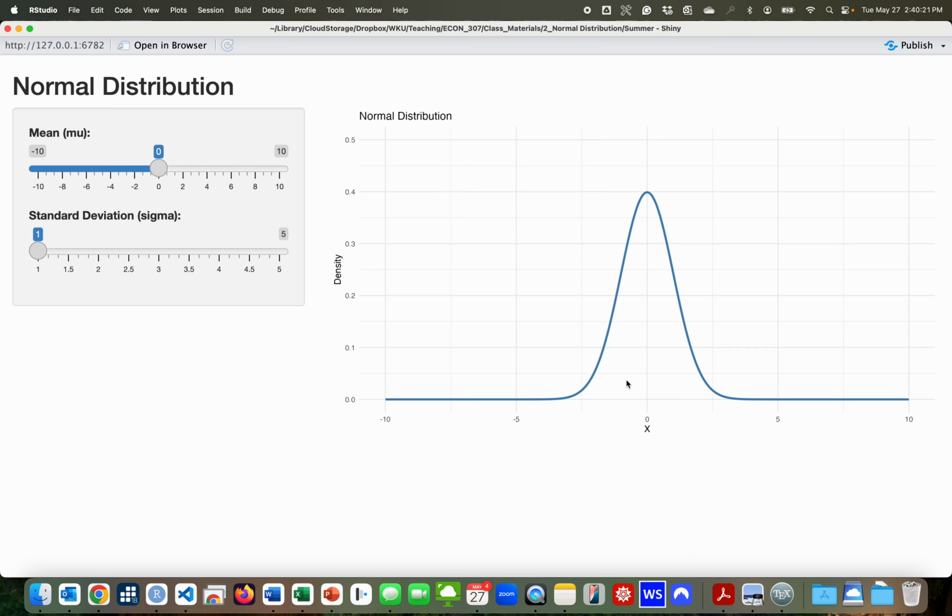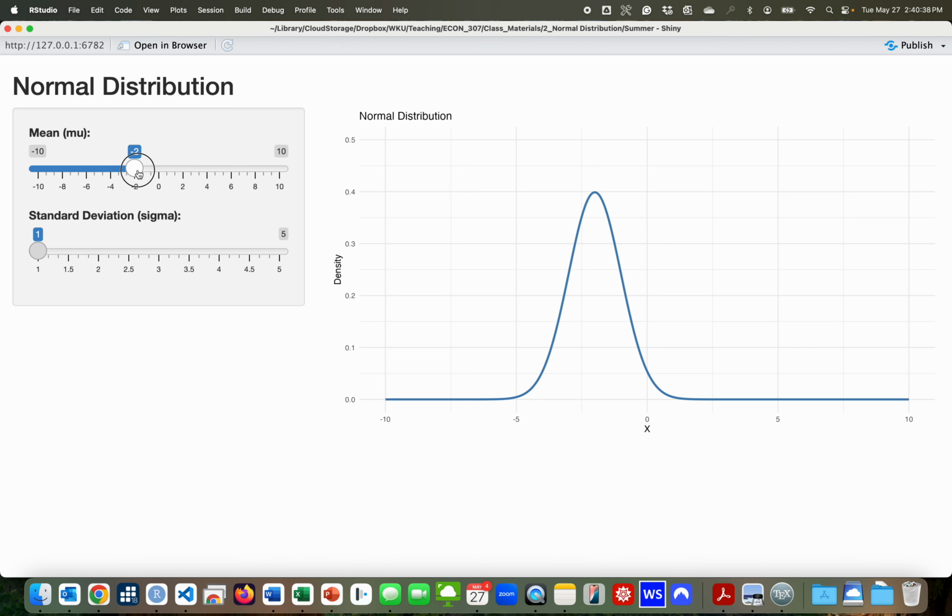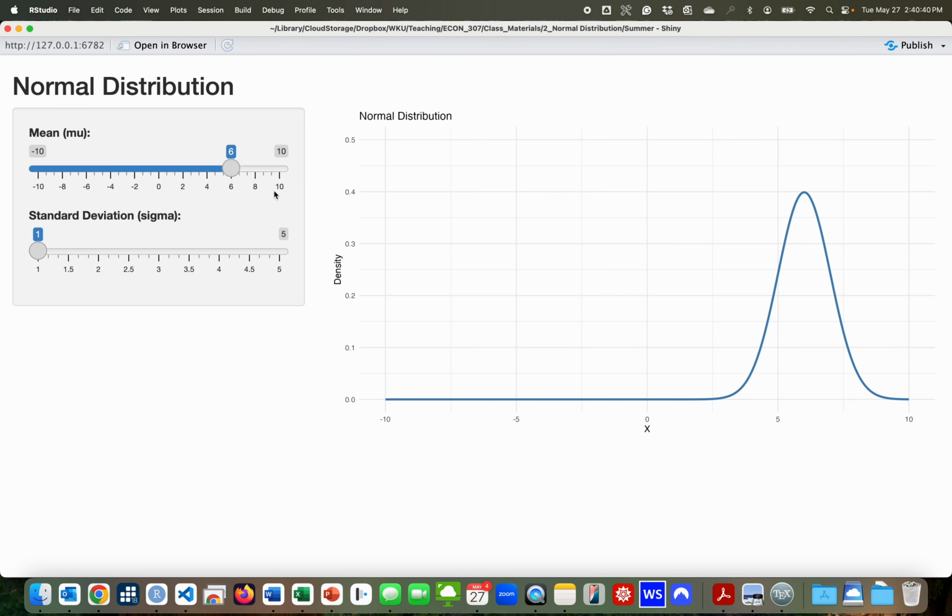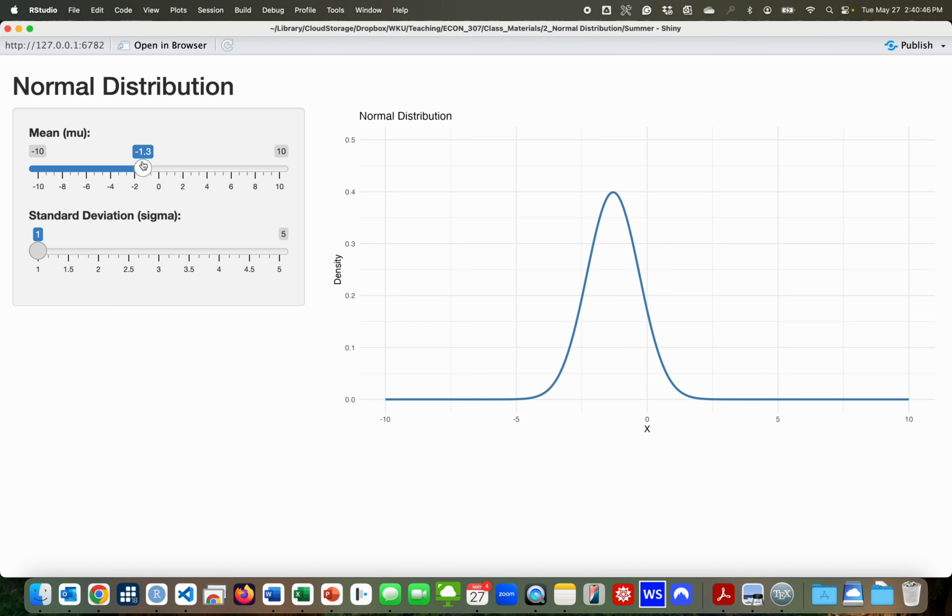So if we keep the standard deviation the same but we change the mean, all that's going to do is shift the shape, the location of that distribution. So notice the shape stays the same, but the location changes. So if we have a mean of -2, notice the distribution is now centered around -2. If we have a mean of 8, now the distribution is centered around 8. So if you change the mean, the location changes.